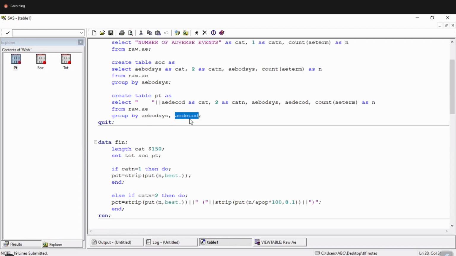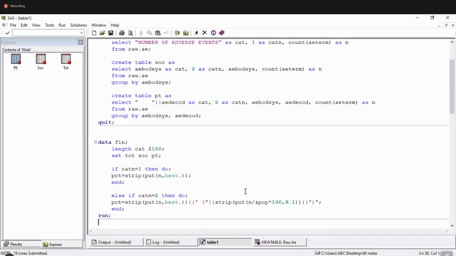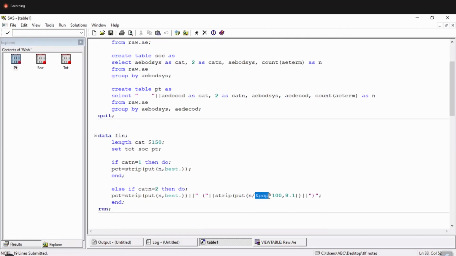If cat n is equal to 2, for the remaining two cases, if you have only body system, or both body system and AE term, I need to derive the percentage. How to derive the percentage? First the n variable I'm concatenating. In brackets I need the percentage. What is the formula? Small n by capital N into 100. This is the capital N, right? The macro variable I derive will be the capital N. Small n by capital N into 100. Simple.